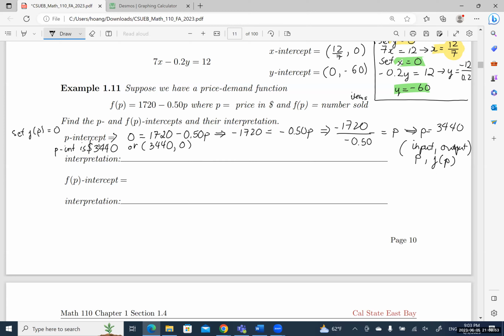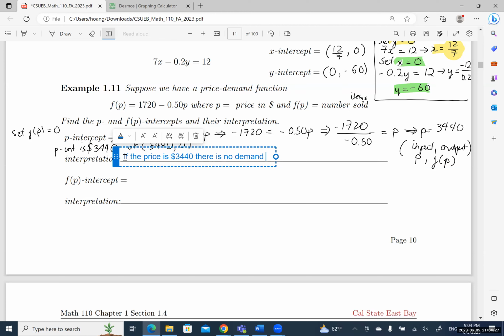All right. Okay, so what is the interpretation in here for the p-intercept? I will say, if the price is 3,440, there is no demand. Yeah, there's no demand at all.